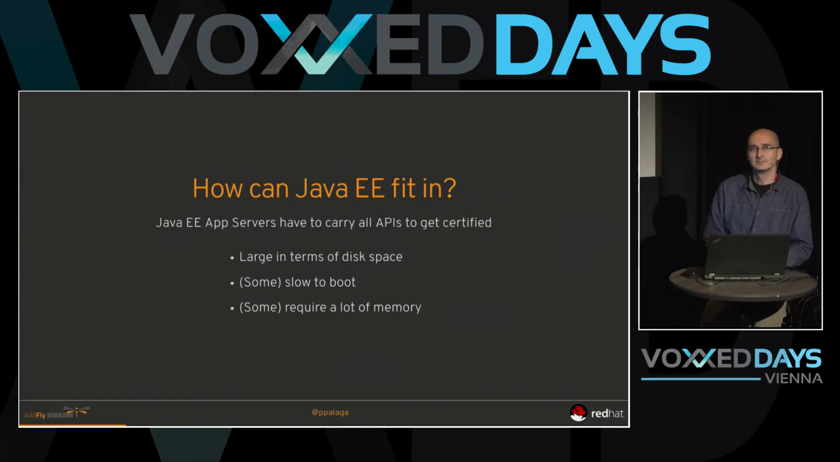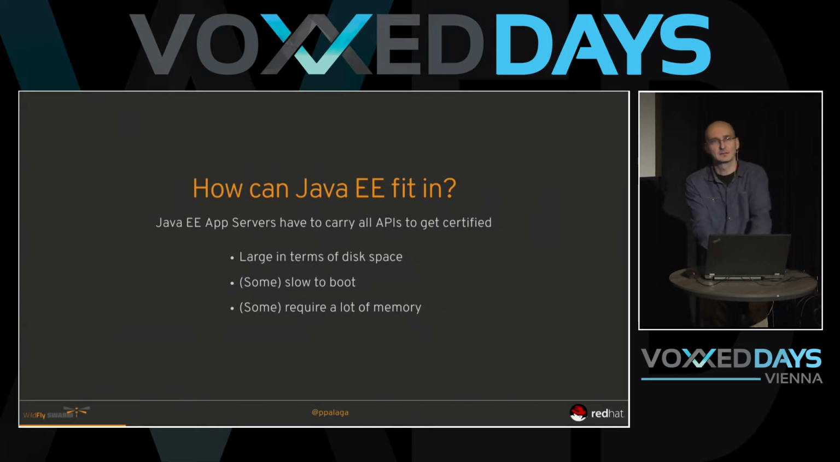How can Java EE fit in? Java EE is actually a monolith by definition, because to pass the EE certification, a Java EE application server has to package all the APIs. Well, you may say that there's the web profile, which allows packaging a smaller part of the APIs, but most traditional EE servers deliver just one package that tends to be quite large in terms of disk space. It's typically a few hundred megabytes.